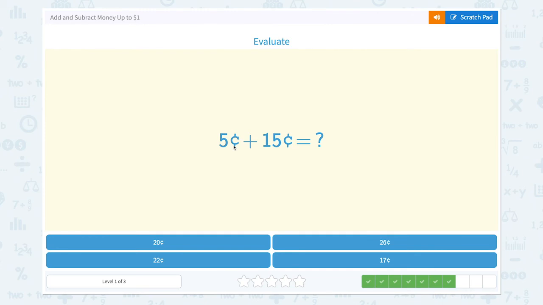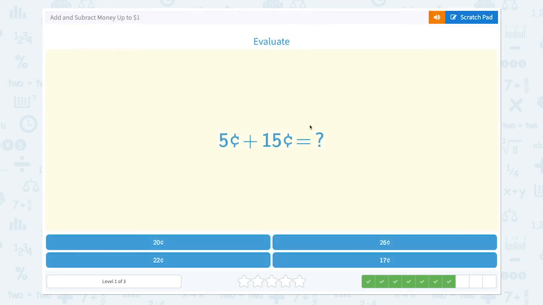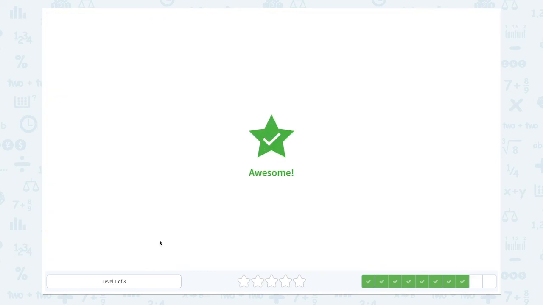Evaluate 5 cents plus 15 cents is equal to... Let's draw a number line. Start with 15 and count on. 1, 2, 3, 4, 5. 15, 16, 17, 18, 19, 20. 5 cents plus 15 cents is equal to 20 cents.